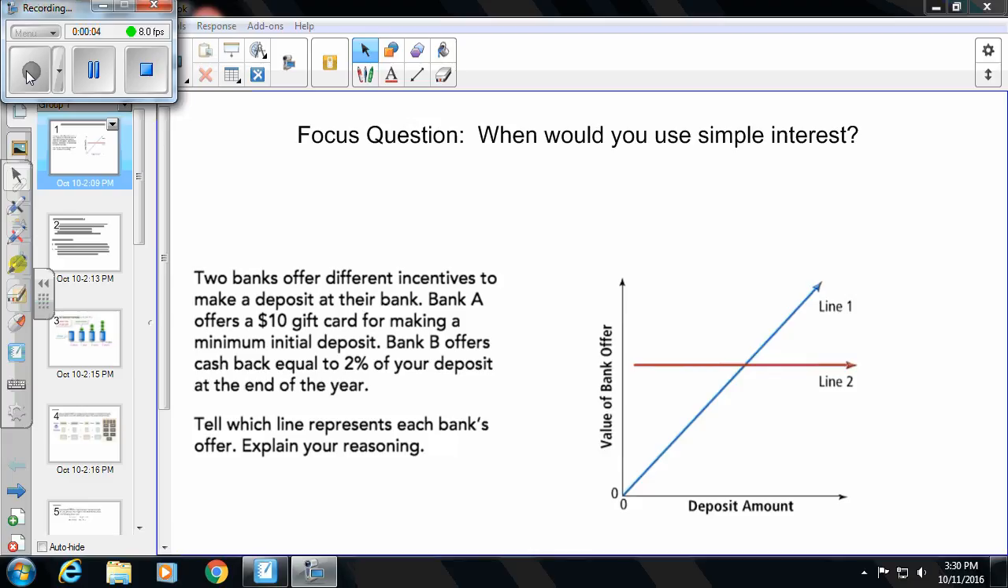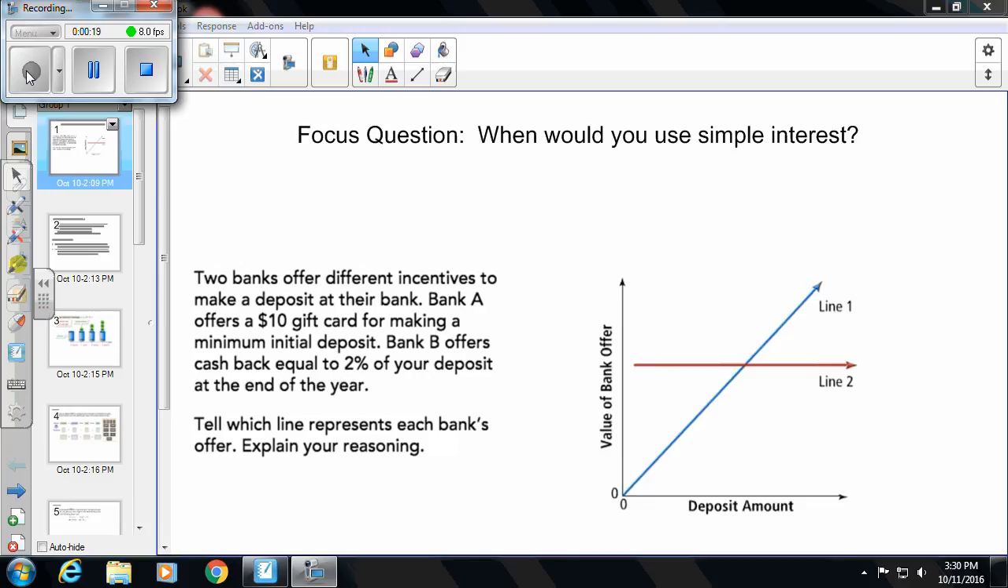Today's lesson is going to be on simple interest. And our focus question for today is, when would we use simple interest? So we have two banks offering different incentives to make a deposit at their bank. Making a deposit is putting money into the bank.